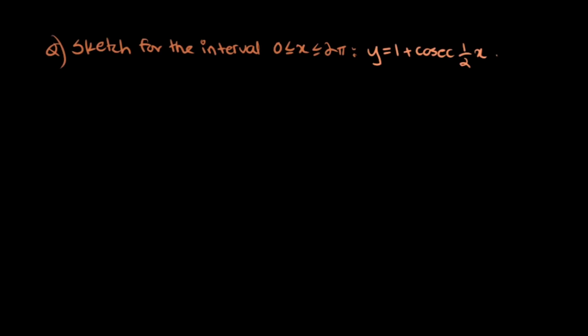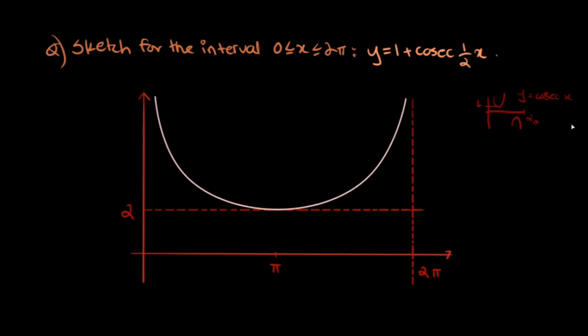Next up, we'll practice curve sketching. This question asks you to sketch y equals 1 plus cosec 1 by 2 x within the interval 0 to 2 pi. It would be easy to sketch the general cosec x graph first. Since x here gets multiplied by 1 by 2, only half of the graph gets to be included in the interval. Cosec has a minimum at y equals 1, so in this question the minimum is at y equals 2. There you go.